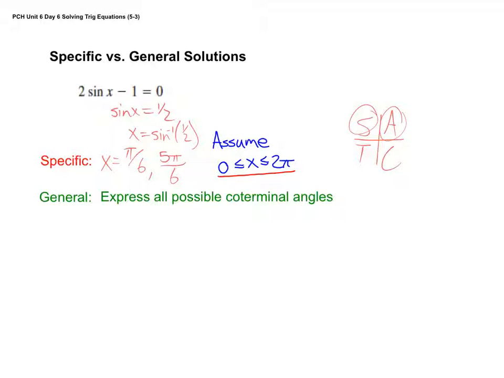Now, those are the only two answers between 0 and 2 pi.